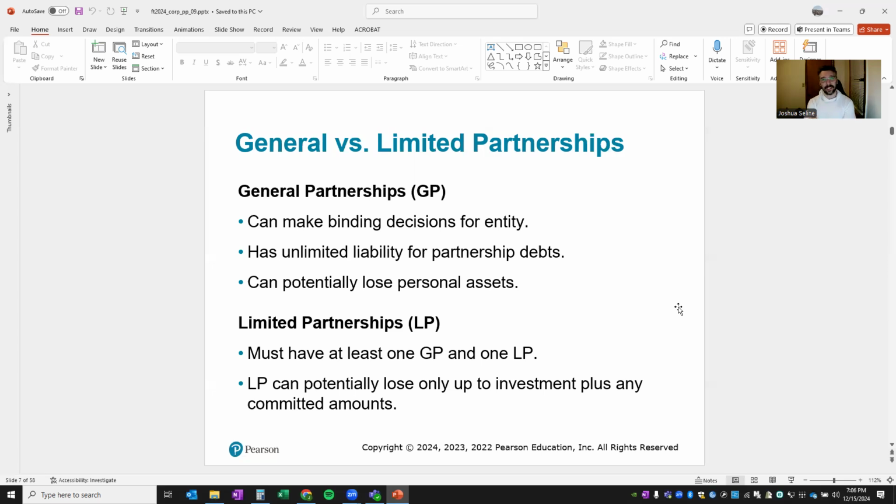This is where the LLC designation can kind of come in handy. You can kind of circumvent this a bit. General partnerships are essentially management, right? They're kind of running the day-to-day. Limited partnerships are inherently more passive. They're not involved in the day-to-day management decisions.